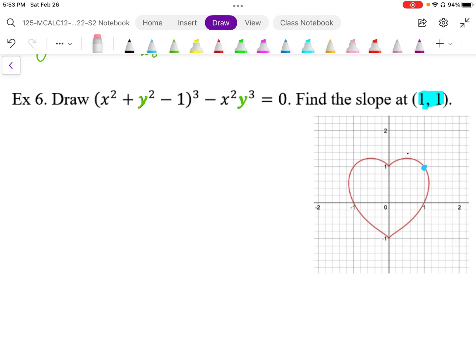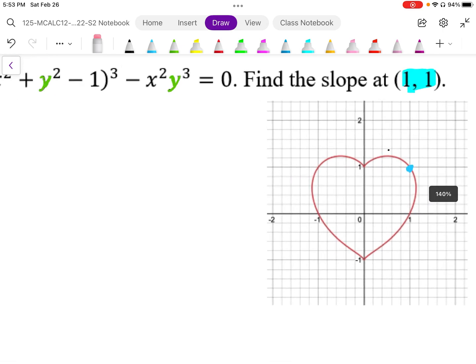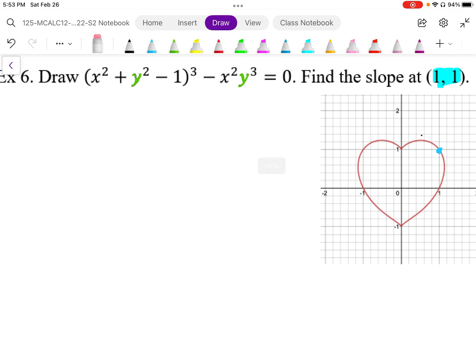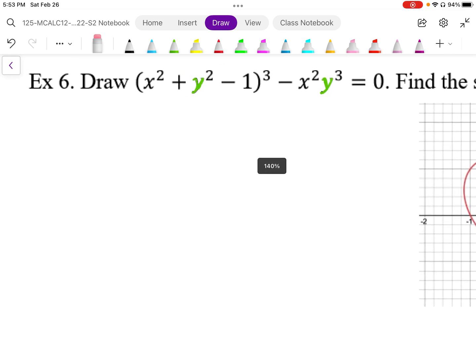In example 6, we have this function. It draws this heart-shaped function, and it's called a cardioid because of its shape. And we want to find the slope at (1, 1). It looks like the slope is about -1, but you can imagine a slope through that point. So we want to differentiate this expression.